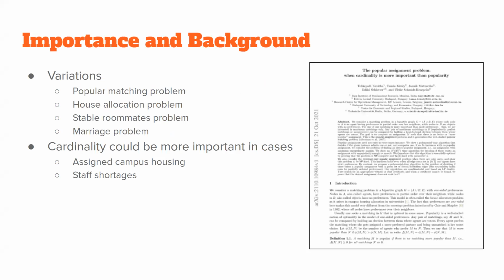Usually prior papers prioritize popularity, but this paper prioritizes cardinality. Cardinality could be important in cases such as assigned campus housing, and another application is assigning final year medical and nursing students to hospitals during emergencies such as a pandemic to overcome staff shortages. While preferences of these students are important, the size of the matching is more important since we want as many human resources as possible. Thus, what this paper seeks is not a popular matching, but a popular maximum matching. So among maximum matchings, a best one with one-sided preferences.